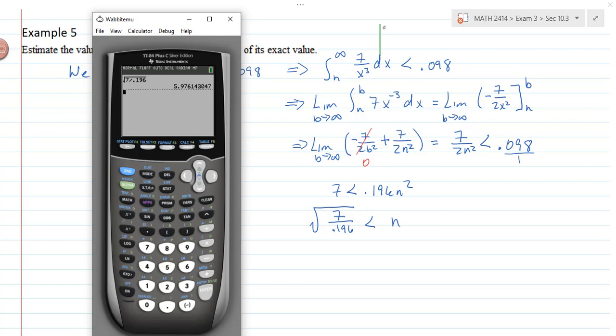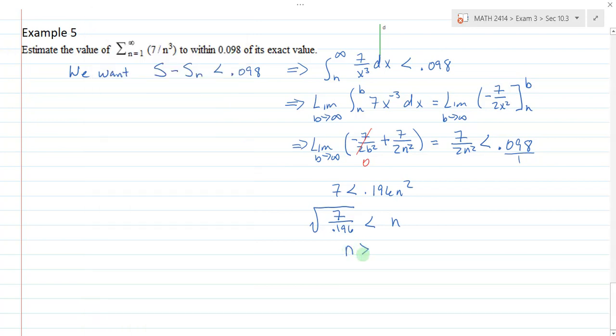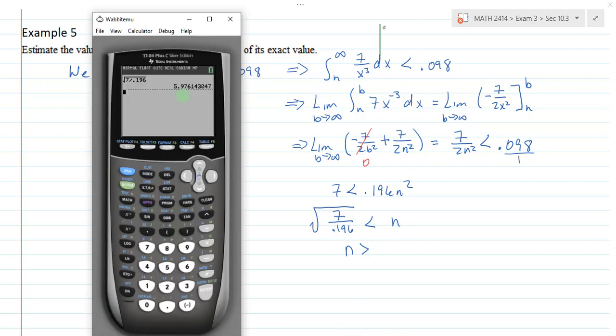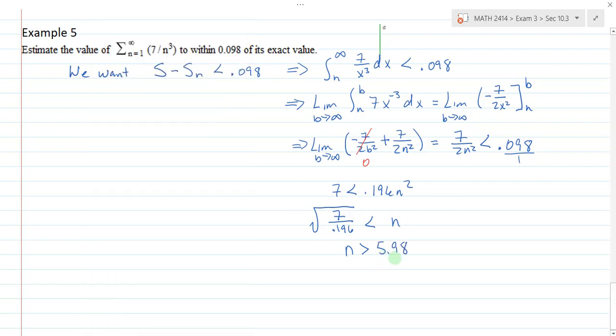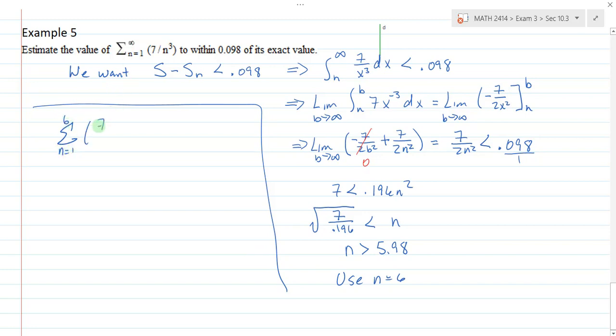So that means in order for this sum to be within this tolerance, n has got to be greater than, because I'm switching the inequality, we'll call it 5.98. Since n has to be bigger than 5.98, I'm going to use n equals 6. To be within this tolerance, and this was all scratch work, I'm going to find the sixth partial sum, which will be the sum n equals 1 to 6 of 7 divided by n cubed. So I just need to add the first 6 terms of this together.